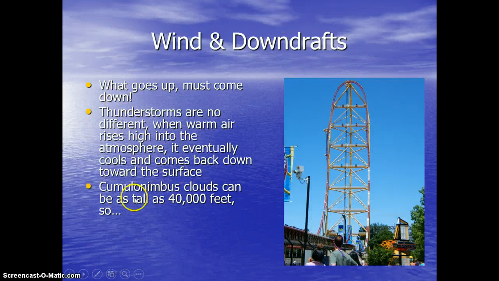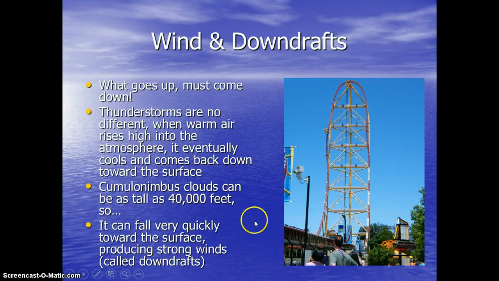Basically what I just described here, 40,000 feet. So we're up here at 40,000, pretending this is 40,000 feet. As it comes down, the air cools quickly, and that creates a downdraft. Okay, wind that falls very quickly to the surface, a strong wind. That is a downdraft, and that is 4 and 5. 40,000 feet for 4, 5. Just talked about what a downdraft is.